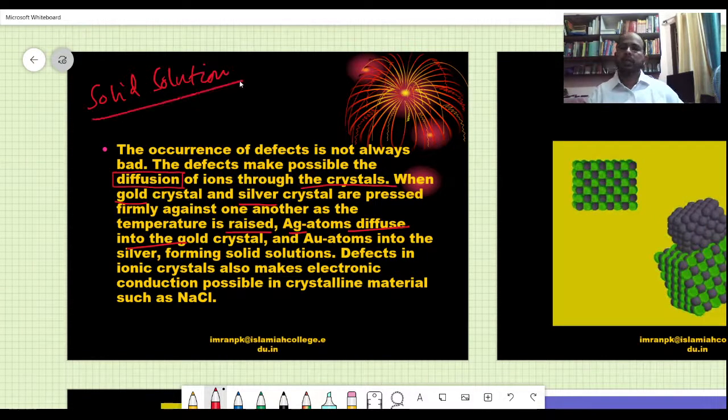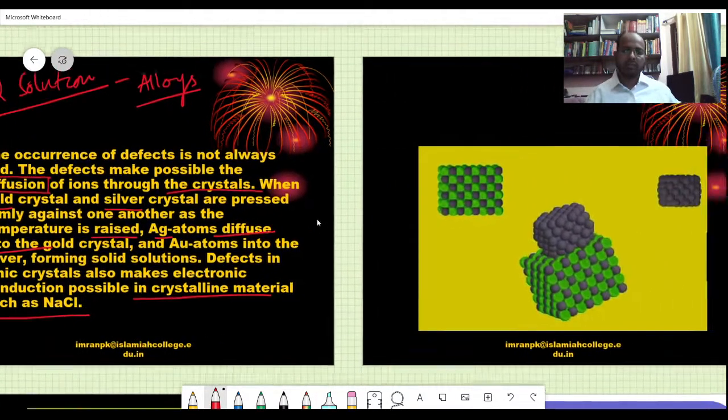We have a separate subject dedicated to the solid solutions. Sometimes we call them alloys, but only when you can predict the metallic properties of those alloys do you call it an alloy. But if you have properties of the solution that you can account for, you will call it a solid solution. And the defects in ionic crystals also make electronic conduction possible in crystalline material such as sodium chloride. We have already seen this. Now look at the graphic presentation of what happens there.